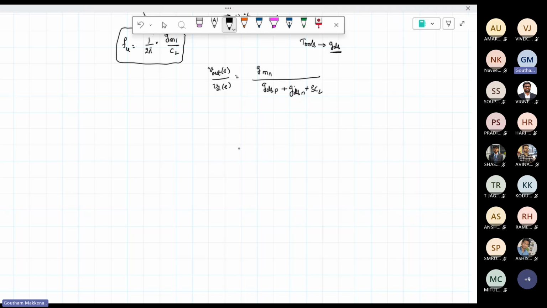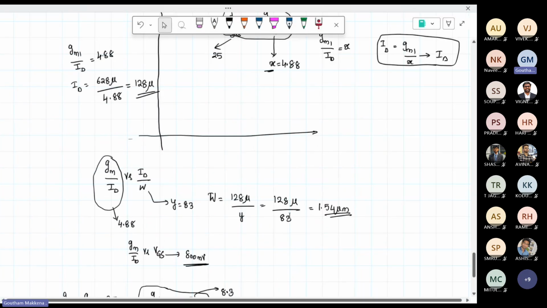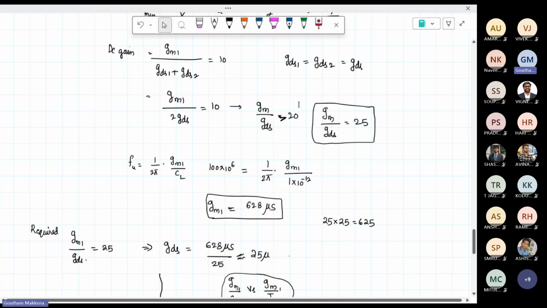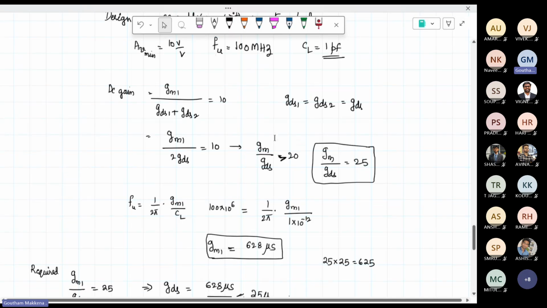So will the derivation be any different? The GM over ID methodology, will anything change? That is the question I'm asking. So how did we proceed? For the DC gain, we wanted GM1 by GDS1 plus GDS to be equal to 10. We assumed GDS1 and GDS to be equal to some GDS. So GM1 by GDS became equal to 10, which means GM by GDS should be greater than 20. We took a value of 25. It can be anything, 30, 27 or anything.